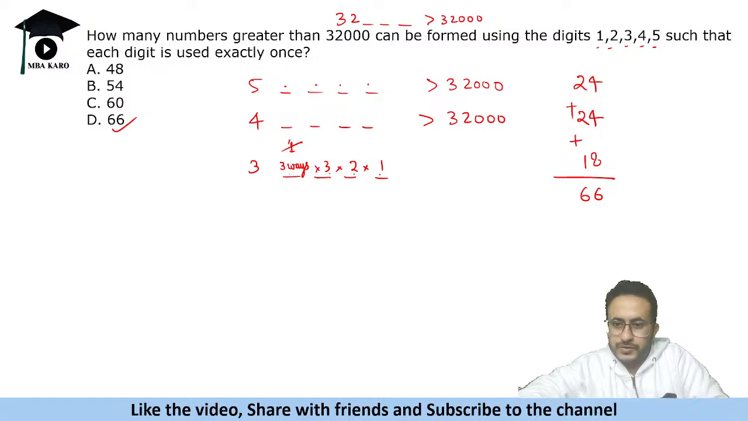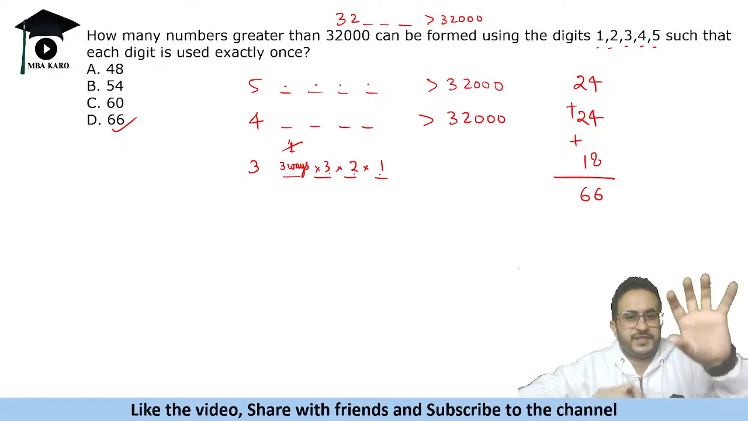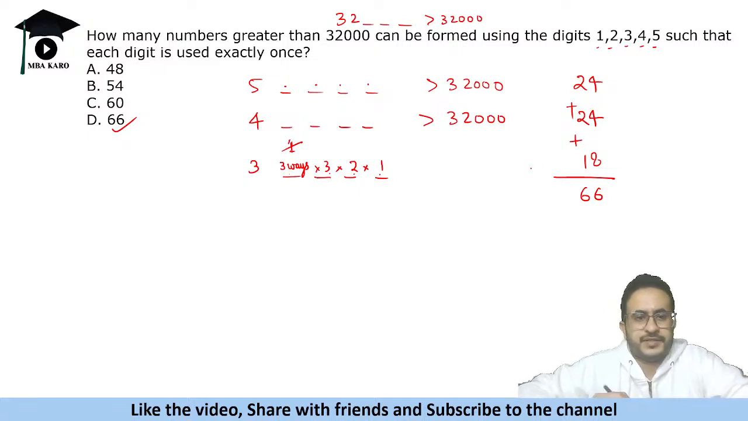Okay, so Sumant, Abhishek, you got it right. 66 ways. See, if the first digit is 5, greater than 32,000. If the first digit is 4, then also greater than 32,000. If the first digit is 3, we cannot have 1 as the second digit. We can have any of the 3 other digits. So 3 ways to fill the second digit. And then 3 digits left. So 3, 2, 1, 3 factorial ways to fill the remaining. So 18 ways. Total 66.